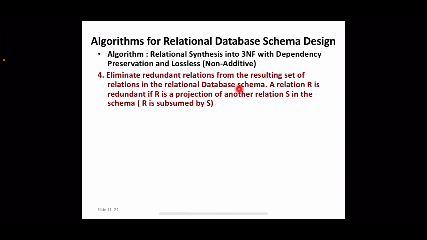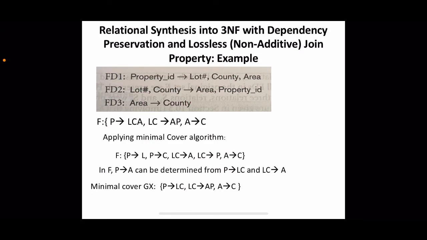So what do you mean by redundant relation? A relation R is redundant if R is a projection of another relation S in the schema. In other words, we can say R is subsumed by S. In that case, we can just eliminate R. Now let us go through an example which makes this algorithm clear.